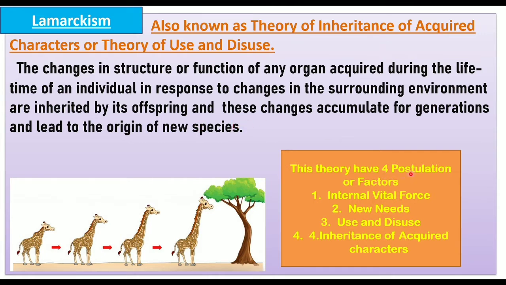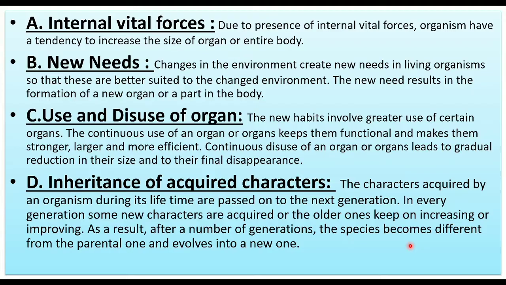This theory has four postulations or factors: internal vital forces, new needs, use and disuse, and inheritance of acquired characters. So, internal vital forces. Every organism has these internal vital forces. Due to the presence of these forces, organisms have a tendency to increase the size of an organ or the entire body. So internal vital forces help the organism to increase the size of an organ or the entire body.